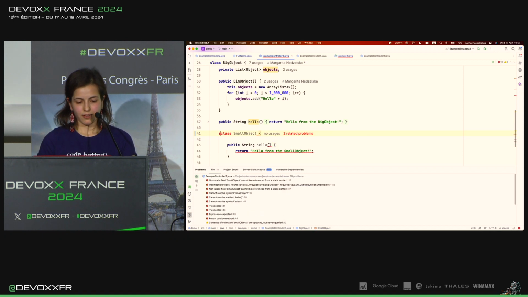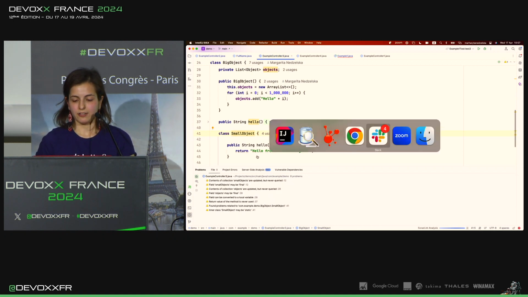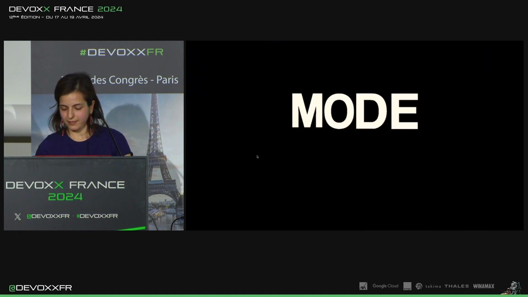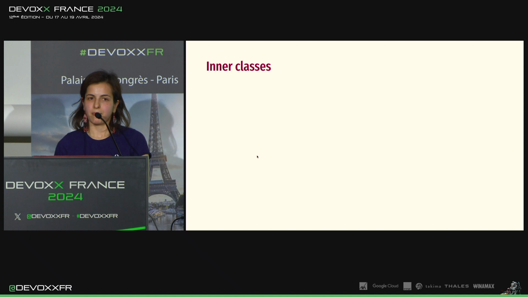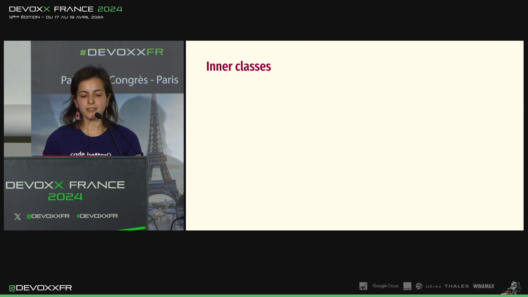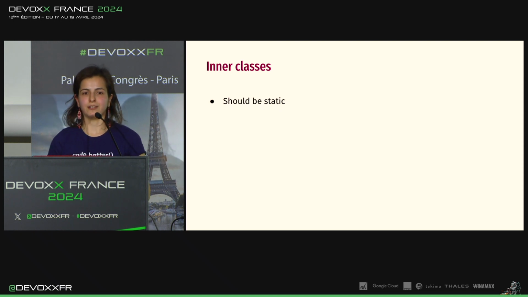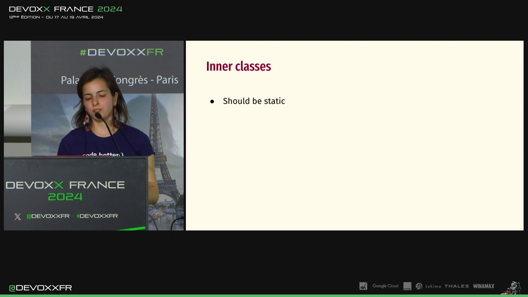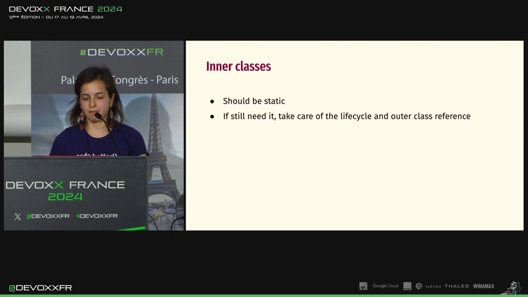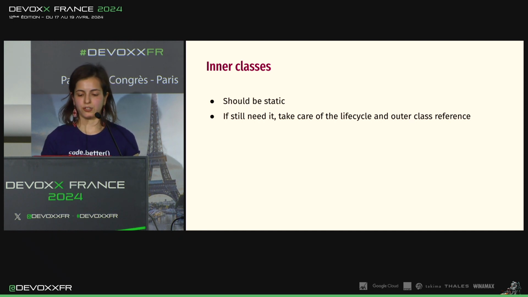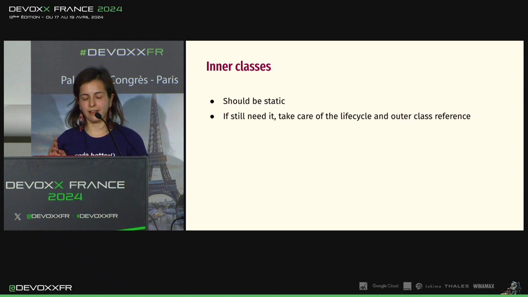So what's the point? Let's go back to our slides, sorry. Inner classes could also be the cause of memory leaks, and what should we do with them? First of all, try to use static inner classes. There are very few cases when you need non-static inner classes. If you still need them for some reason, take care of the life cycle and see when the outer class should be garbage collected. You need to think about the outer class as well.